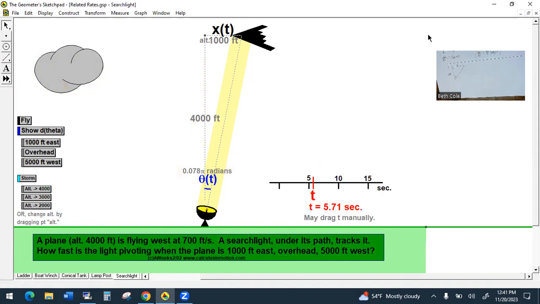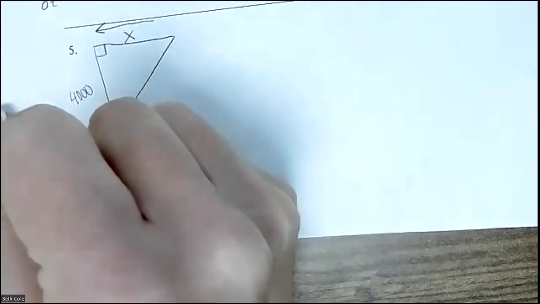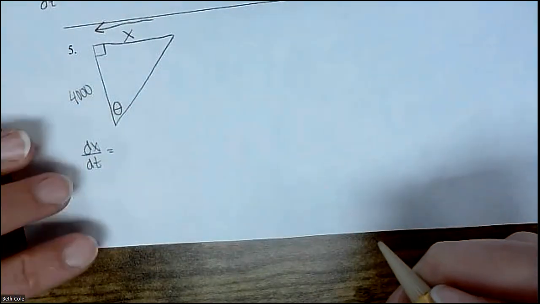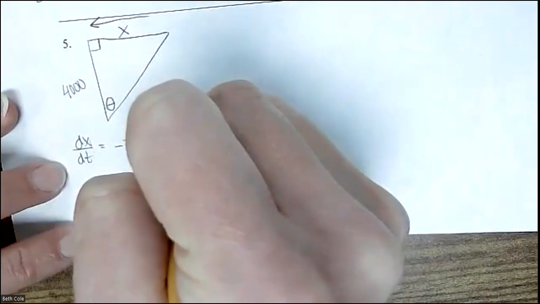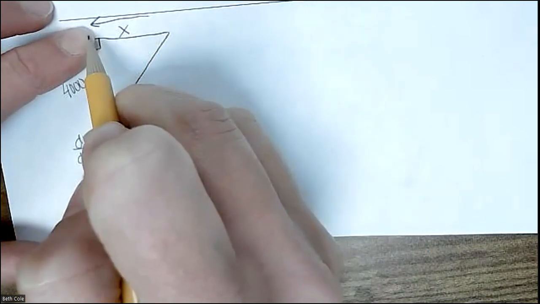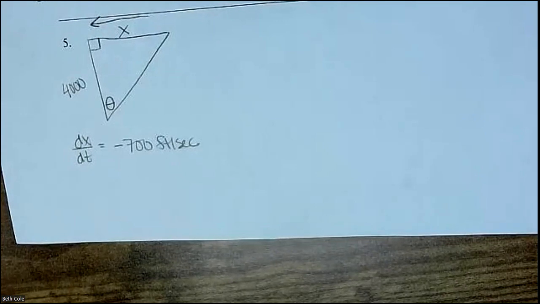So how will I label that 700 feet per second on my paper? That's the plane going this way. Yes. Good. Now it's not 700. It is actually negative 700 feet per second. Why is it negative? Yeah, this distance is becoming less and less. It's decreasing, so negative. Okay, so let me share again.